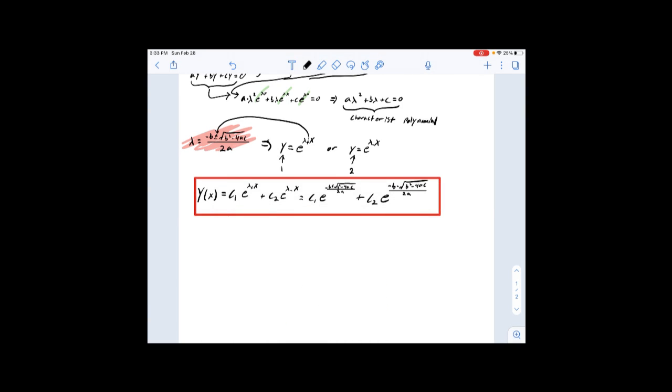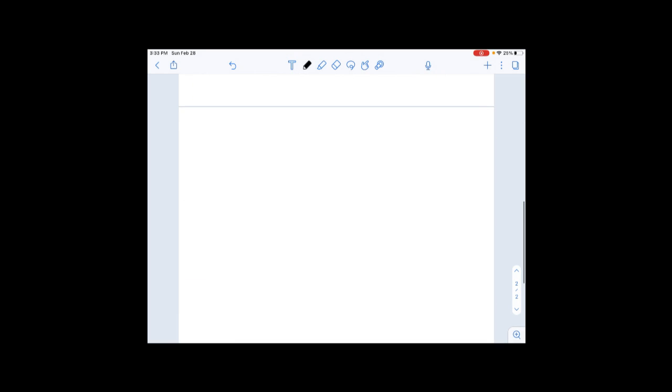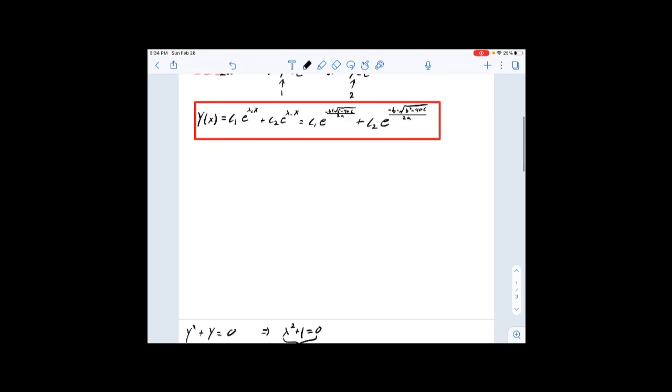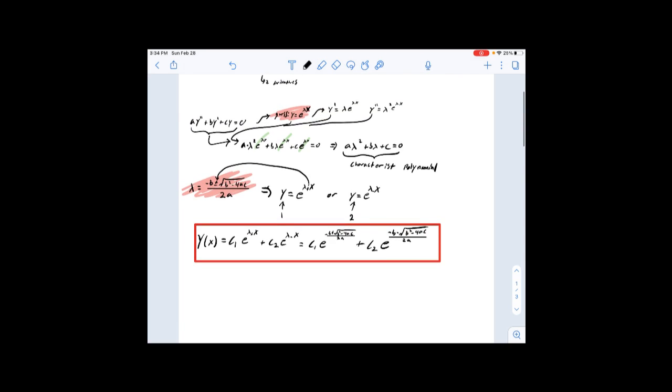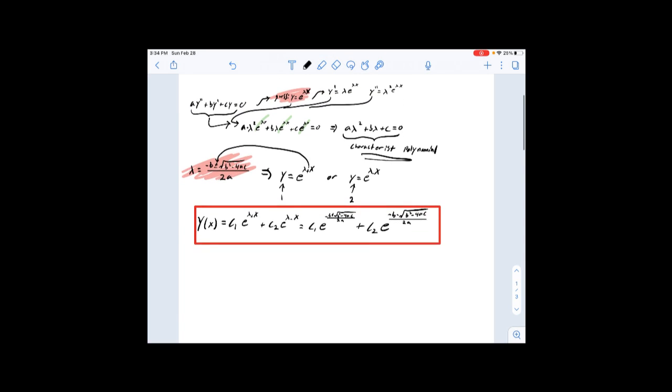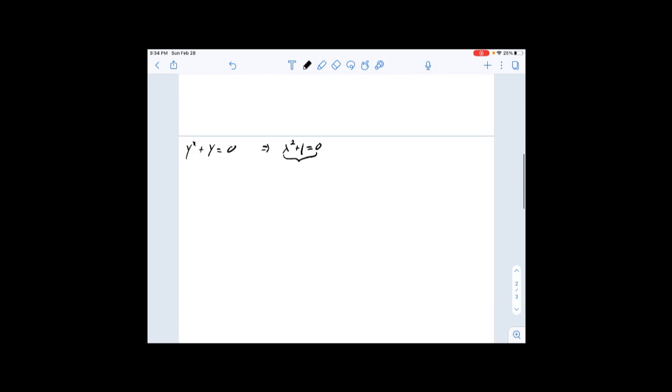Okay, so now I think something helpful would be to see an example where, instead of using a, b, and c, we use actual numbers. So let's have y double prime plus y is equal to 0. Then we can do lambda squared plus 1 is equal to 0. We don't have to derive what I did up here every time. I just wanted to show you where the characteristic polynomial came from. But after you see it the first time, you can just use it.